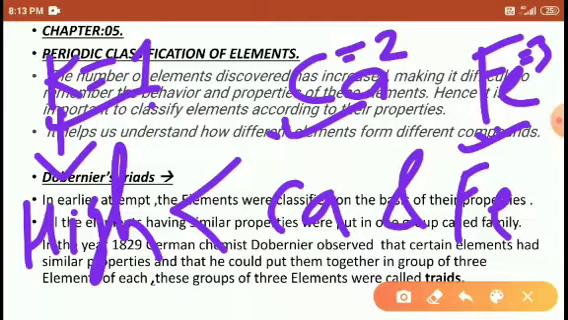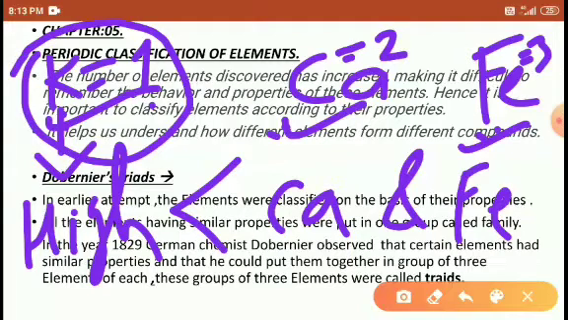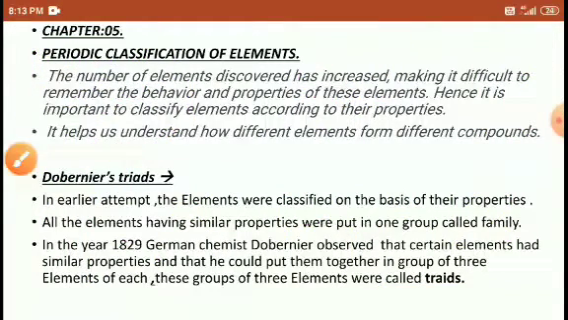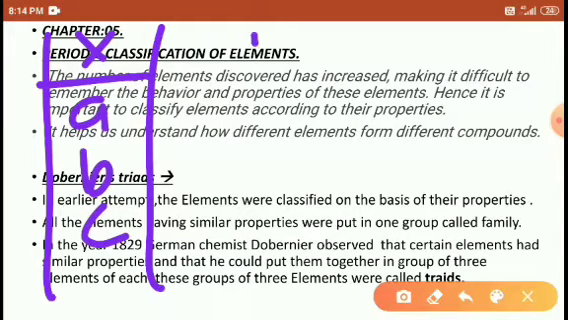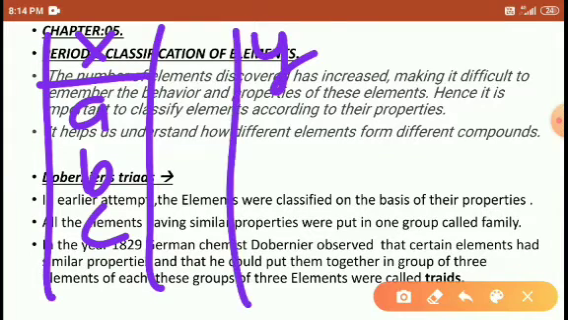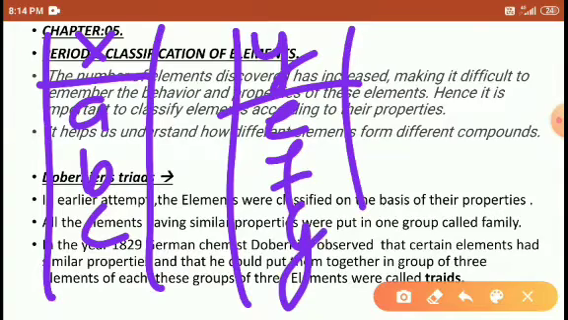So we want to classify whatever elements there are, potassium or any element X, Y, Z, into one table, one group. Some other elements exhibit similar chemical properties. For example, X exhibits chemical properties similar to A, B, C. One more metal, Y, exhibits chemical properties similar to E, F, G. Like this, we want to classify the elements.